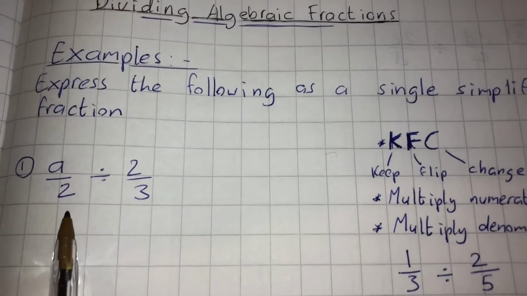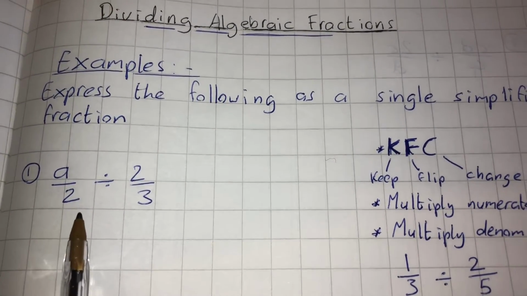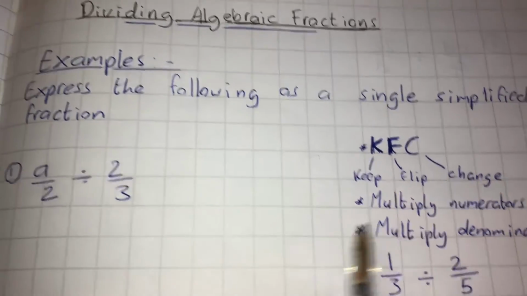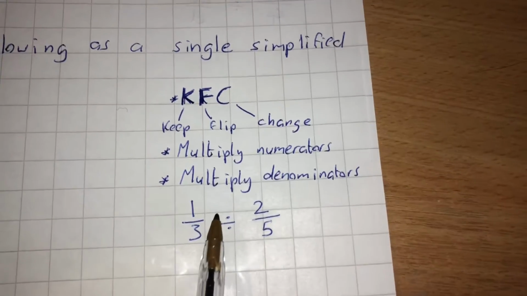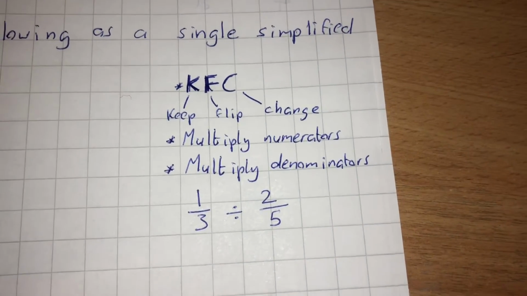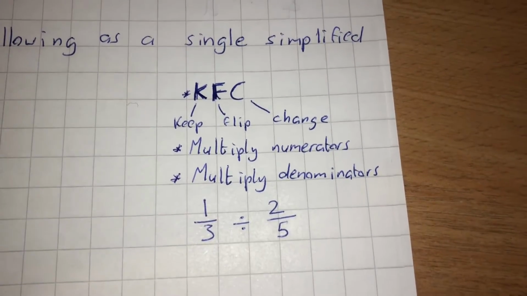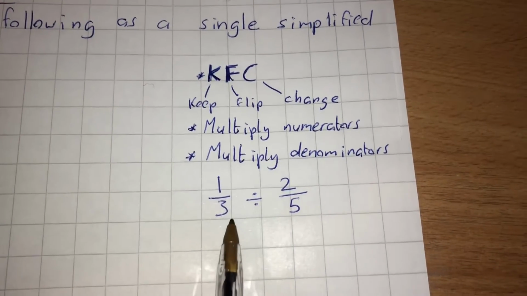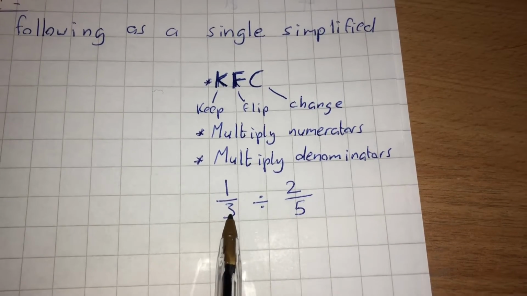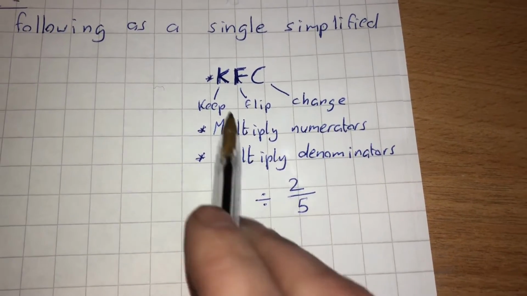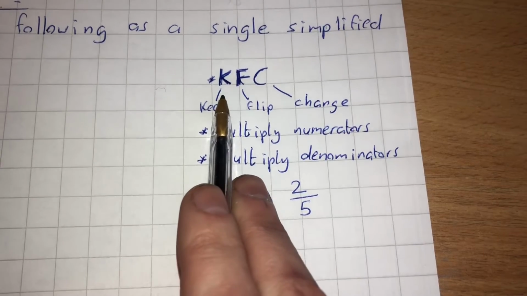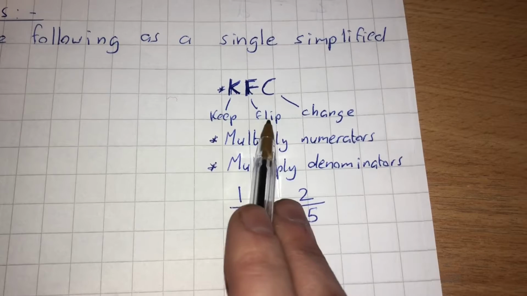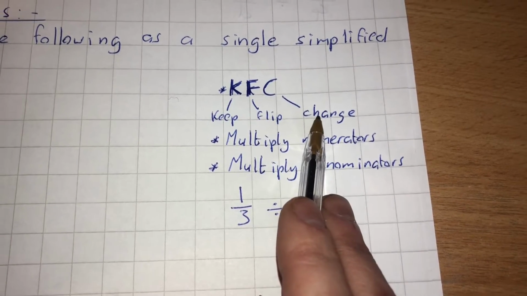So if I look at the first example, a over 2 divided by 2 over 3. So this is an algebraic fraction divided by an ordinary fraction. We're following the same rules as if we were just dividing two fractions. Again, there are previous videos that you can go over if you're unsure about that, but I'll do a quick recap here. For example, if I was to divide 1/3 by 2/5, the first step is what we remember as KFC, which is keep, flip, change, as in we keep the first fraction the same, flip the second, and we change the sign from a divide to a multiply.